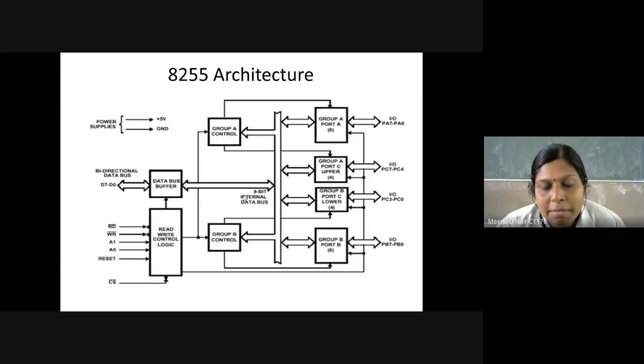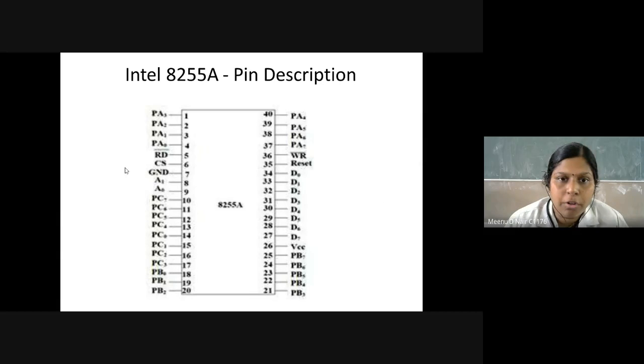If you draw the pin diagram, you have to explain all the pins which are available in it, from pin number 1 to pin number 40. So first you can write 1 to 4, as well as 37 to 40, that is port A. Like that you have to explain all the pins which are available in this pin diagram.